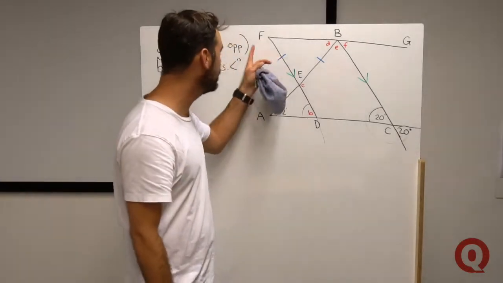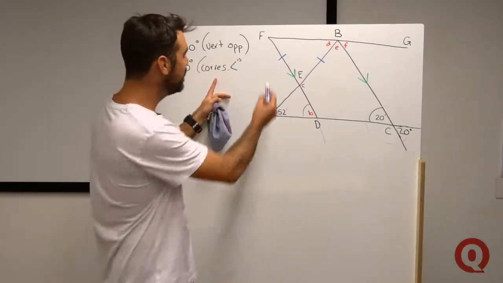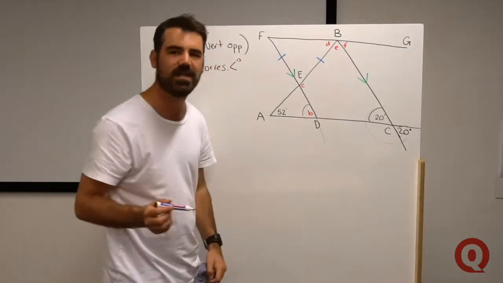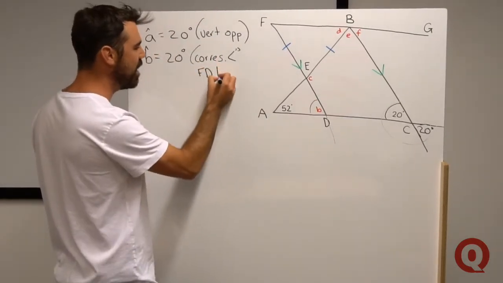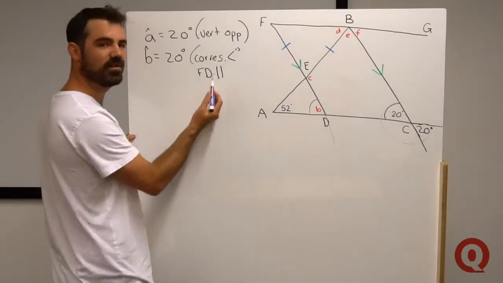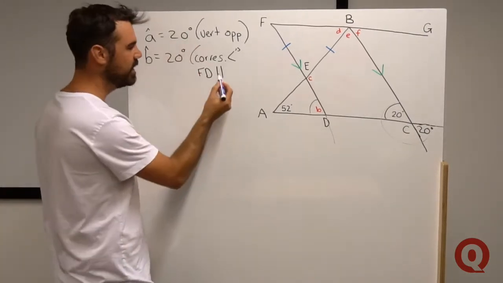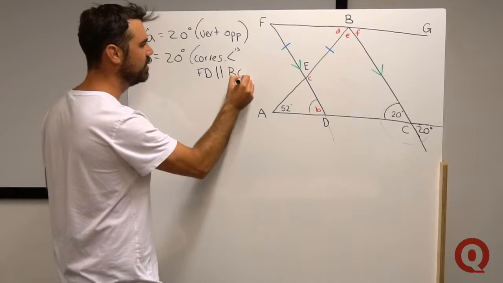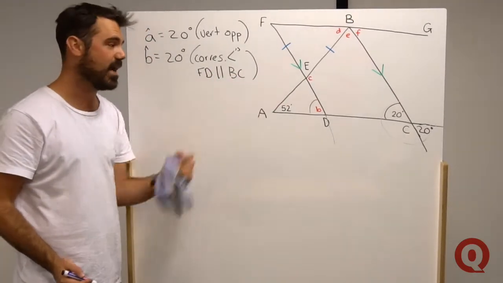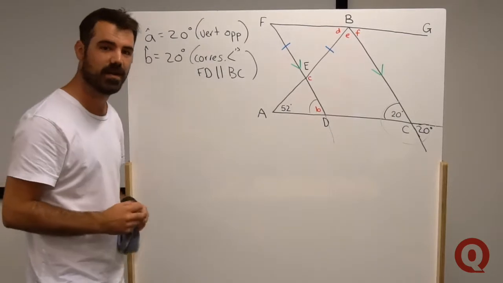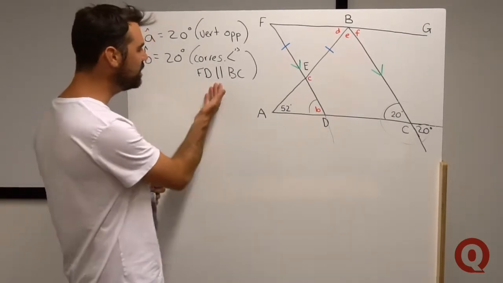So I need to tell my teacher that I know that they are corresponding angles because FD is parallel to BC. Very, very important. FD is parallel, the sign for parallel is the equal sign just vertically, all right? Is parallel to BC. And that's my rule. That's my reason why I managed to find B.